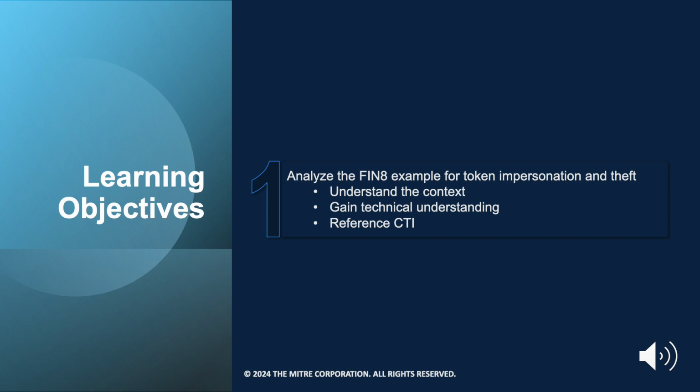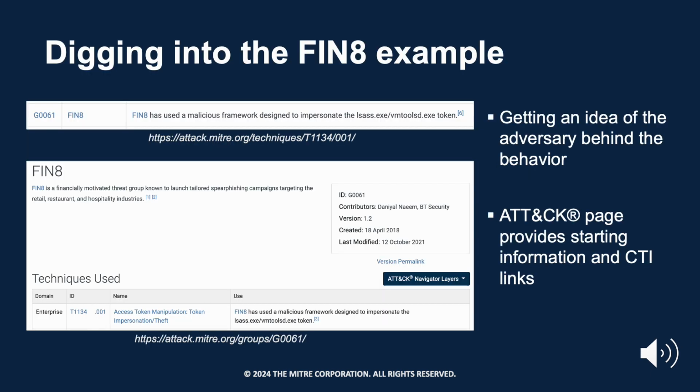Using available CTI, we will understand the context surrounding the example and find as much technical detail as we can for the behavior. We'll start by looking at the ATT&CK page for the token impersonation and theft sub-technique, scrolling down to the section for procedure examples. At the top left of the slide is a screenshot of the summary for FIN8's token impersonation and theft procedure. We see that FIN8 used a malicious framework to impersonate the token from an LSASS or VMTools-D process.